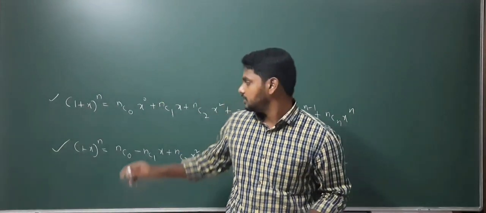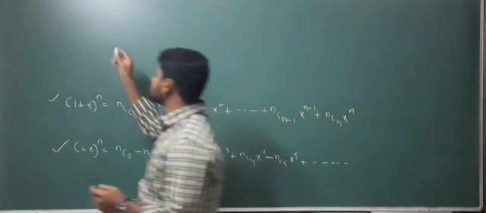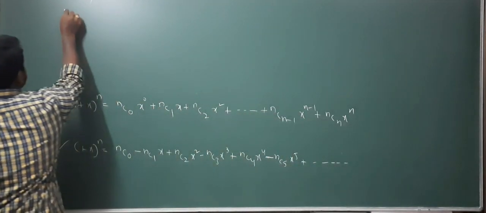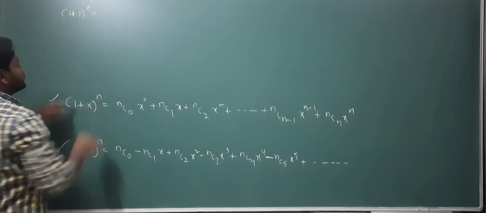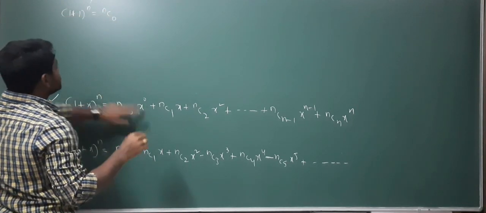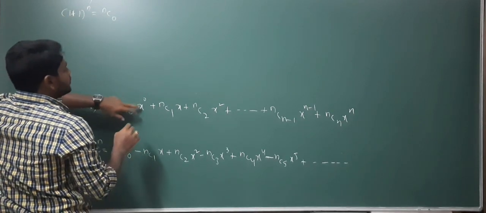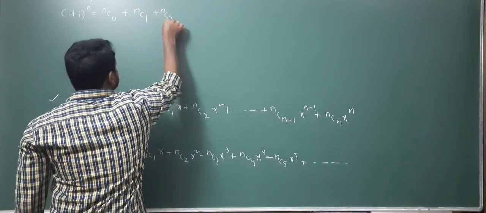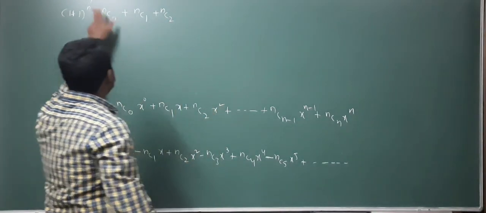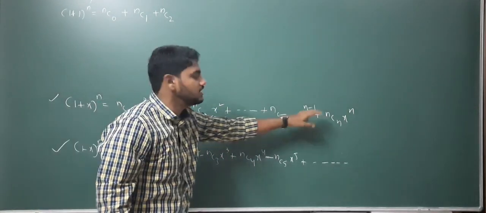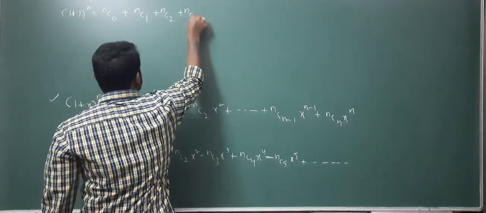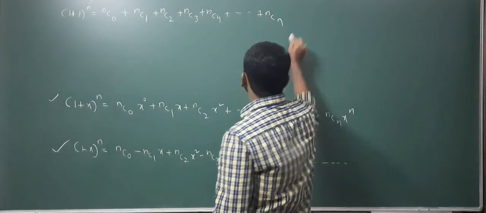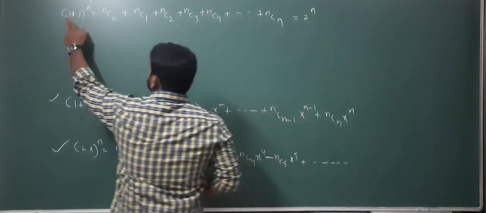Now in these two terms, (1 plus x) whole power n and (1 minus x) whole power n, if you substitute x equal to 1 in the first formula, let us see what we will get. It will become (1 plus 1) whole power n, which is equal to NC0, with x substituted as 1, so 1 power 0 is 1, plus NC1 plus NC2. Whatever the power, 1 square, 1 cube, anything is 1 only. So we can write NC2 plus NC3 plus NC4 plus so on up to NCn, which is equal to 2 power n.